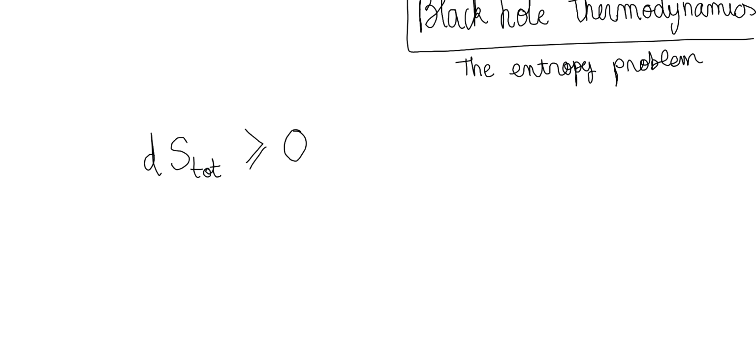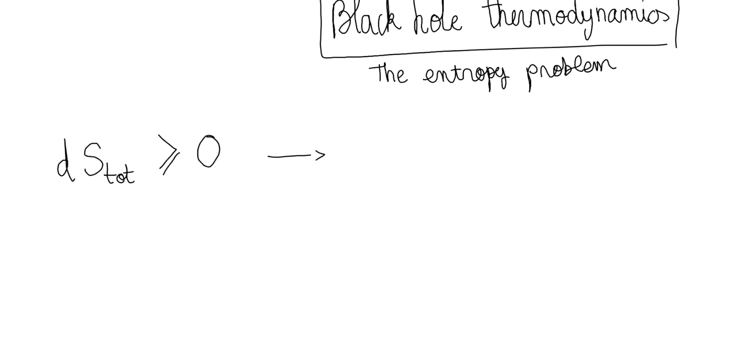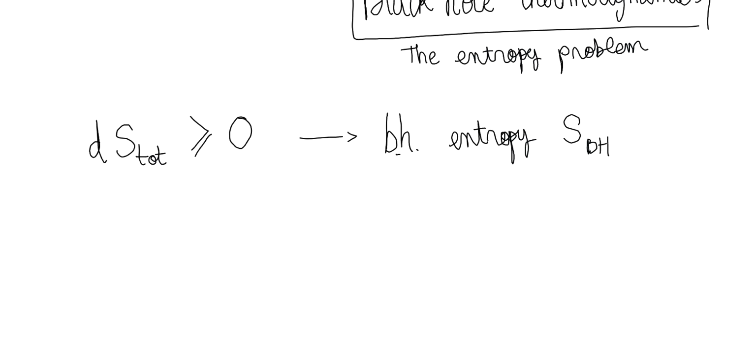So if the universe has a total entropy, it means that a black hole, BH for black hole, must be associated with some entropy too, which I will call S for entropy and BH for black hole.